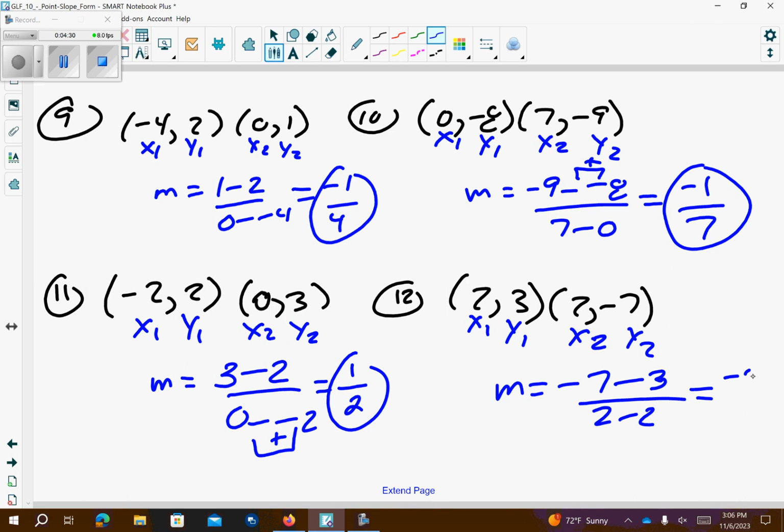So that's going to give me -10 on top, excuse me, over 0. 0 on the bottom, 0 underneath is undefined. So my slope is undefined. If I have a 0 on top, it becomes 0. 0 on bottom is undefined.